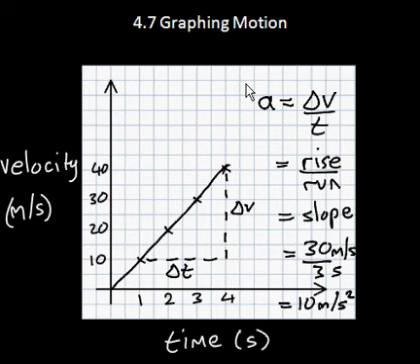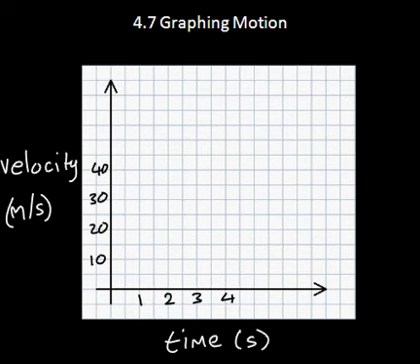But generally speaking, the slope of a velocity versus time graph is going to give you the acceleration of the object. Another really useful piece of information that a velocity time graph can give you is actually the distance traveled.